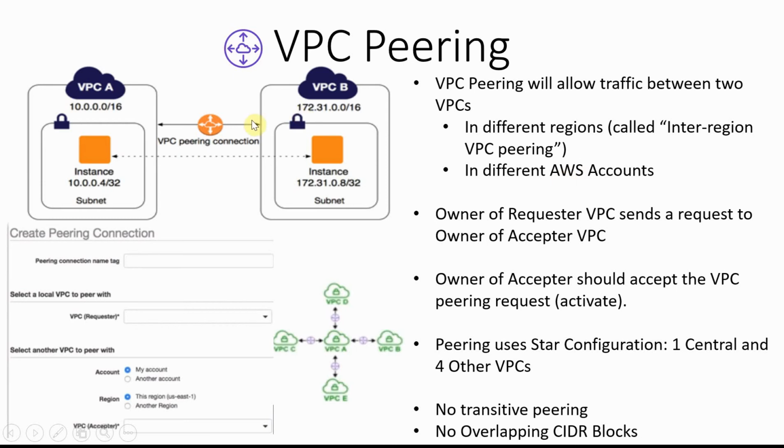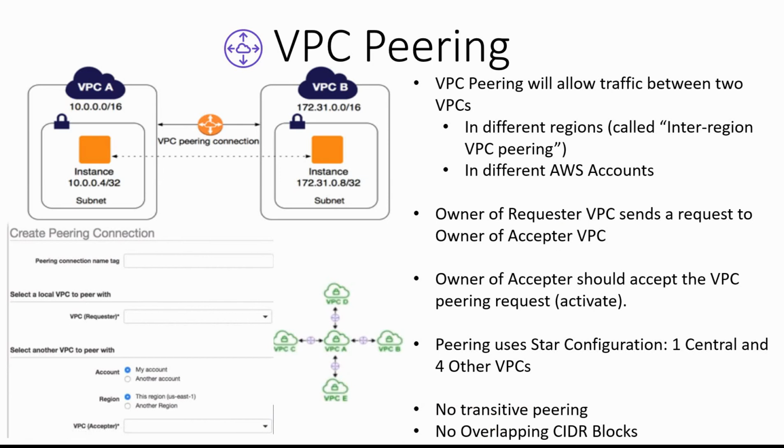Another alternative is that VPC A is in one AWS account and VPC B is in a different AWS account. In that case also, peering will help you make this connection happen. A very important thing is that transitive peering is not allowed.